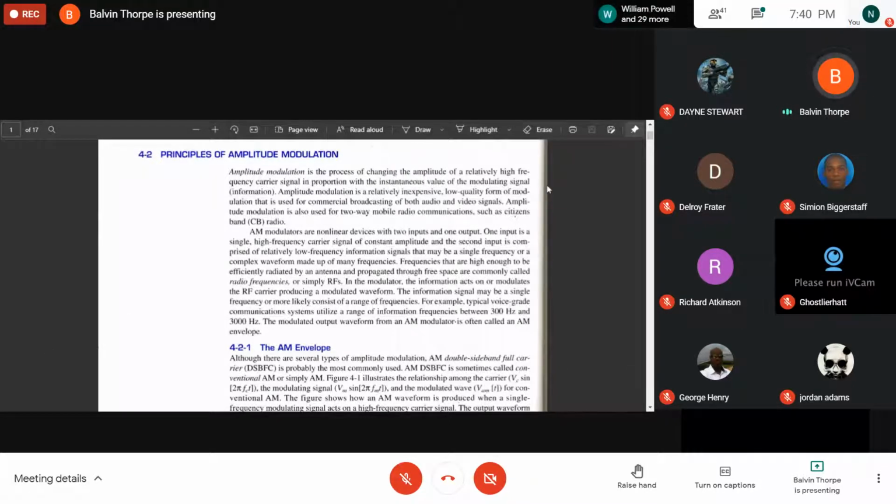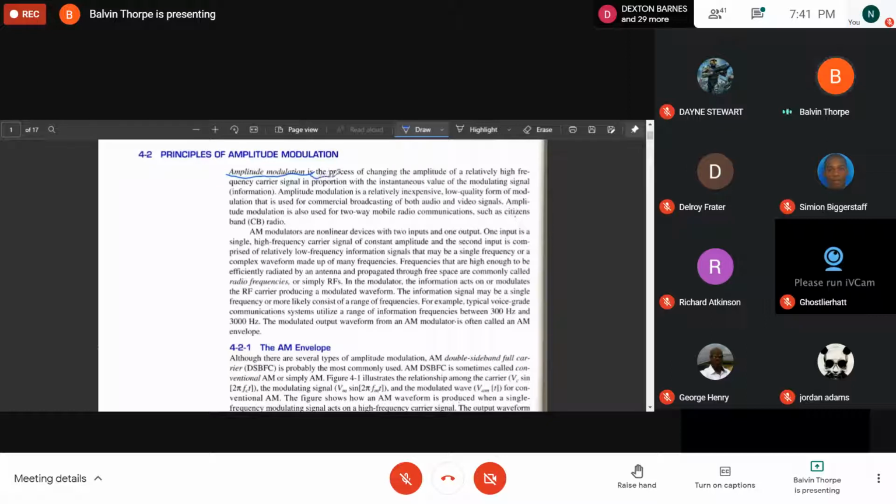Let me see if I can increase the size of this. I heard Mr. Freighter complaining. I don't want to leave anybody with a blind eye. All right, so you guys are seeing what I'm highlighting?